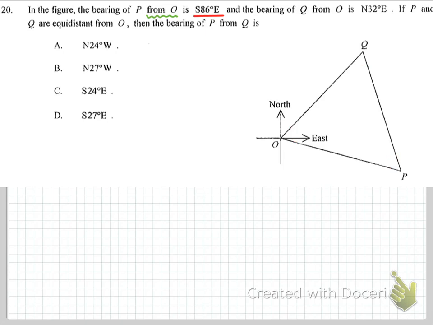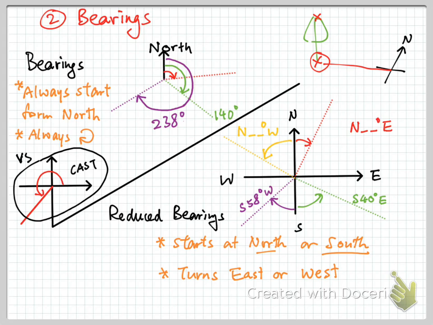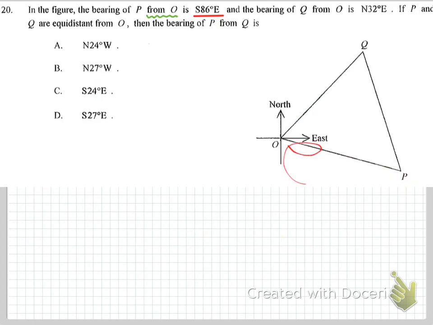All right. So the bearing of P from O is south 86 degrees east. If you look at the diagram here, south certain degrees east will be the angle in the 4th quadrant, in this part, in the southeast region. So that means southeast will be this direction.